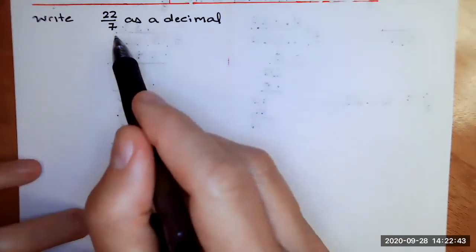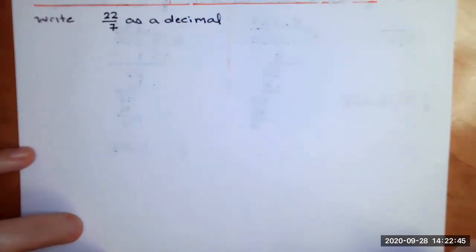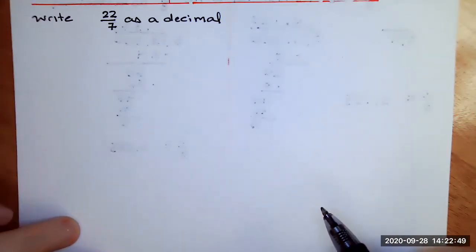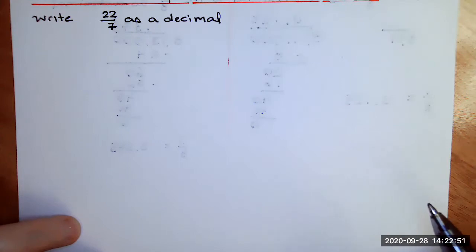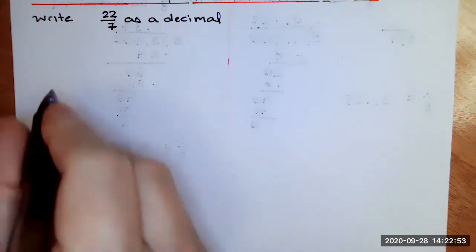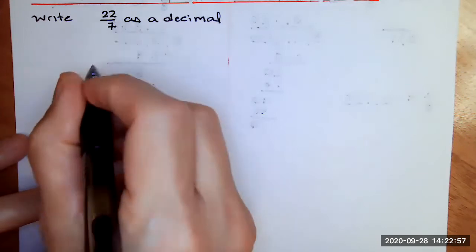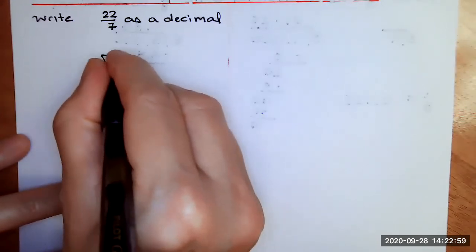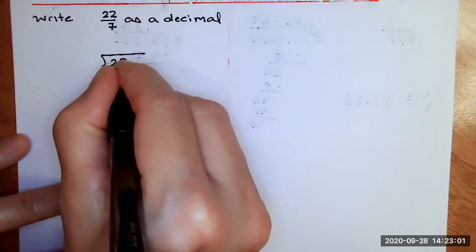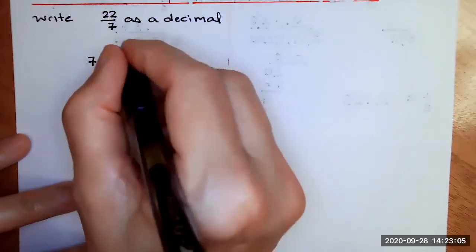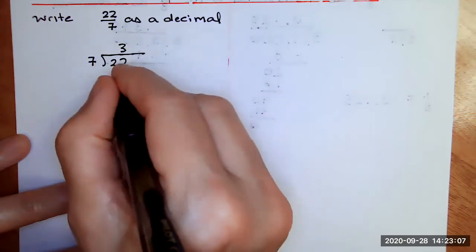All right, let's write 22/7 as a decimal. And again, you can hit the pause button and try this one on your own. All right, so you need to remember that the number that's on top is the one that goes on the inside. So 7 goes into 22 3 times.